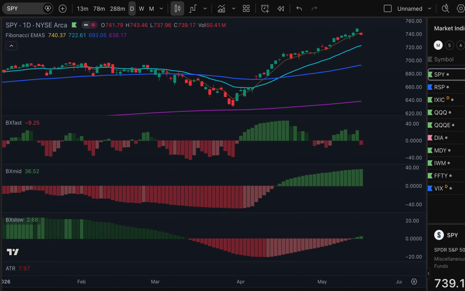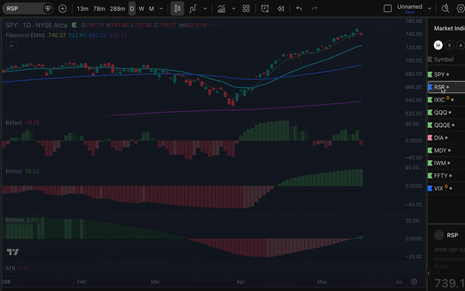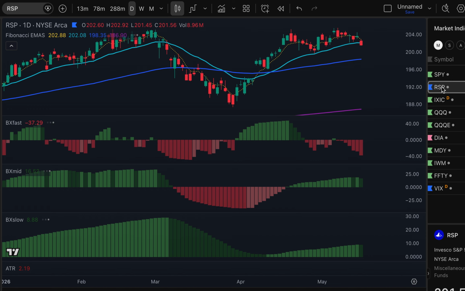Okay, so now that I've explained my setup, I'm going to go through and show what I look at to see how the market is doing. So I always start with the S&P 500, that's the benchmark. Then the next thing is the RSP, which is the equal weighted S&P 500. And so that's counting all 500 stocks equally.